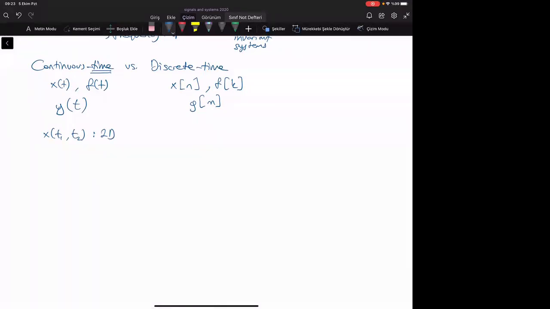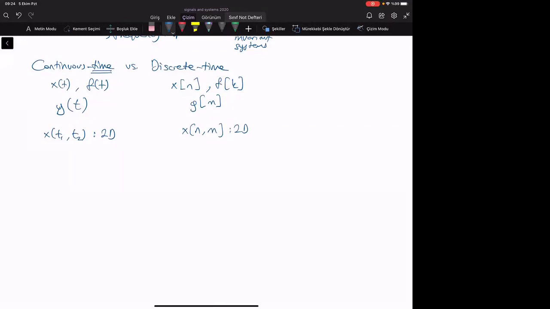We are more familiar with two-dimensional discrete time signals, like x of n comma m, for example. This is also two-dimensional, and it's discrete time. For example, a digital image. What we are streaming right now to your computers is a discrete time, two-dimensional signal, which is a digital image. So these are continuous and discrete time versions of signals.